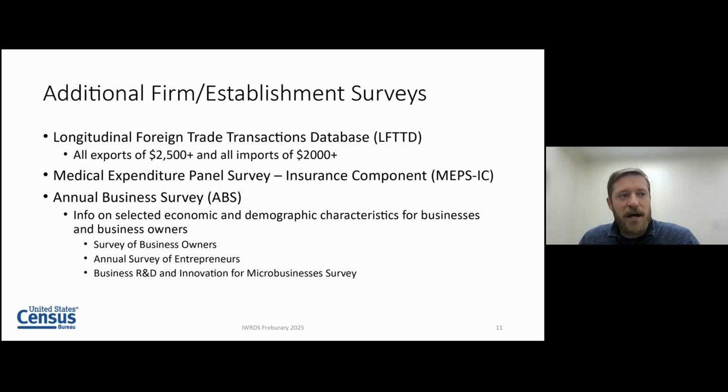An additional survey is the Medical Expenditure Panel Survey, the insurance component, which actually is not a panel survey in this instance. It is a cross-sectional survey of businesses and asks them questions around the health benefits they provide their employees. And then finally, the Annual Business Survey, which is a descendant of previous surveys, such as the Survey of Business Owners, Annual Survey of Entrepreneurs, and business R&D and innovation micro business surveys. What the ABS does is it collects information about the owners of business, such as demographics, number of owners, who started, when they started the company, and how they financed starting the company. So this one gets that kind of firm formation.